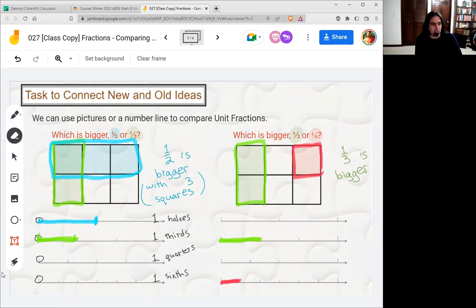You might even be able to notice on either one that a third is actually twice as big. It takes 2 boxes, or it takes 2 of these steps, because that's the same distance. But we don't have to know what's twice as big. We can just see the third is bigger. Everyone okay with this slide?